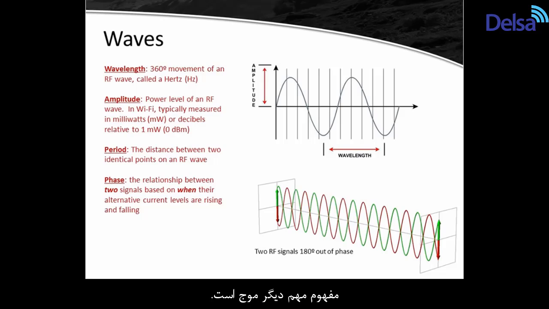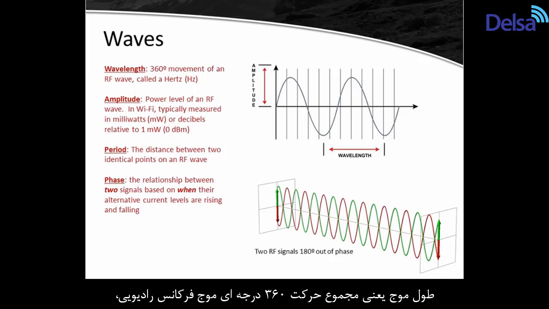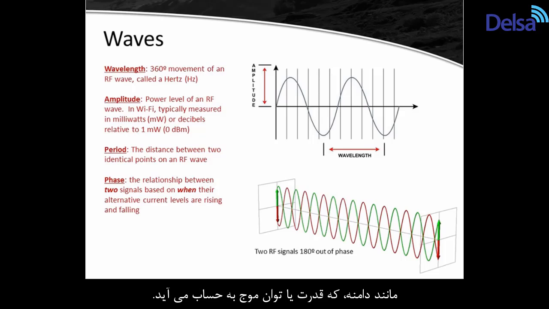Now, the other factor is the wave itself. So the wavelength is an entire 360-degree movement of an RF wave. This is 1 hertz. And waves have characteristics that are important, like the amplitude of the wave. This is the strength or power of the wave. How strong is it? And the strength or power of the wave attenuates or weakens as it travels through free space and as it passes through materials like walls and doors and floors.